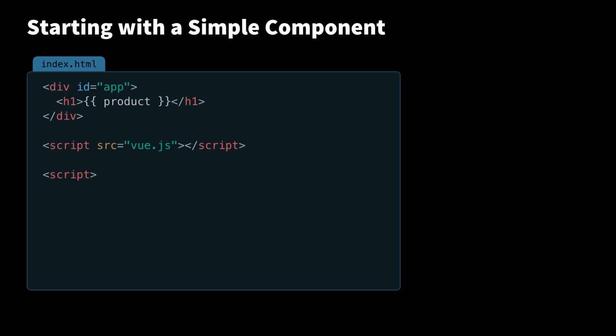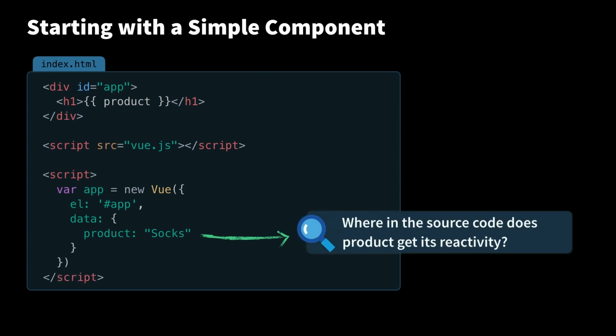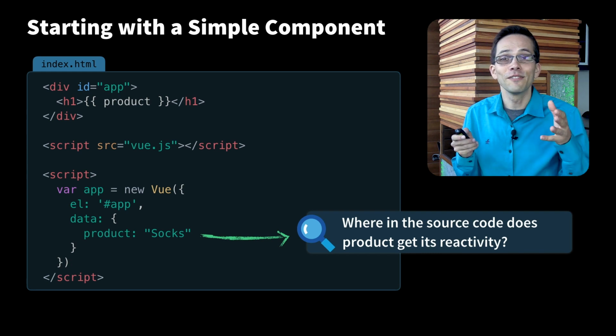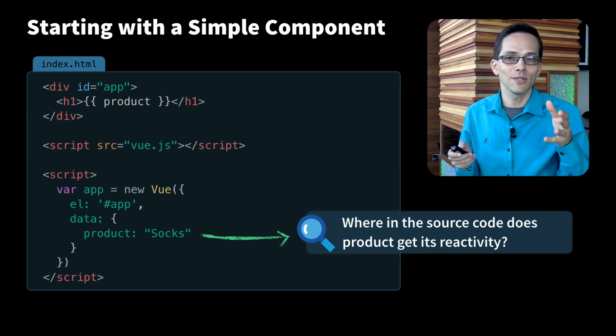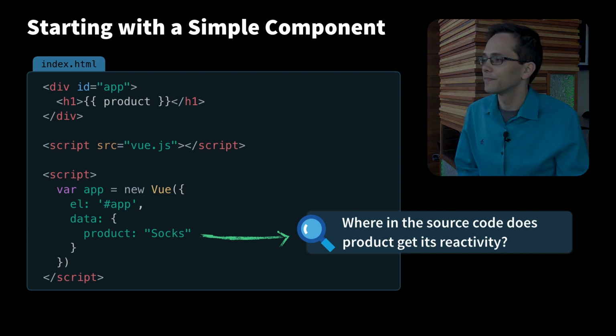So here you can see we have a div that prints out product. Inside of our script tag, we'll create a new Vue instance, bind it to our app div, and have some data, which is simply product socks. Our quest in this lesson is to find where in the Vue.js source code product becomes reactive. Let's see if we can find it.